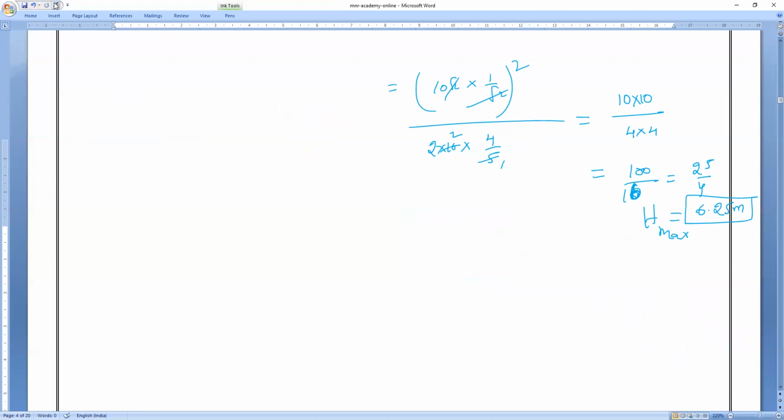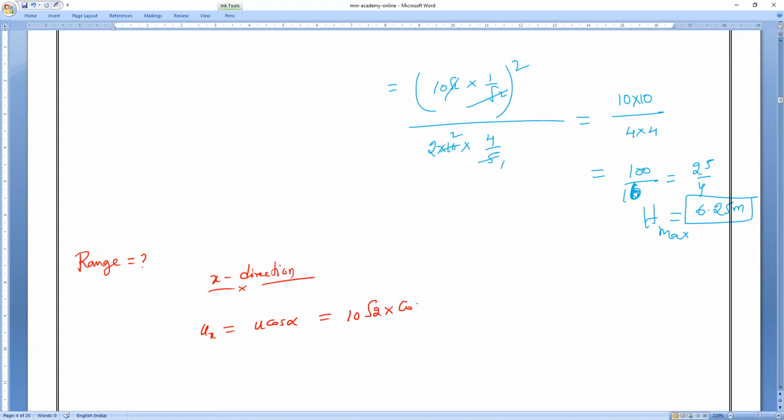How to find the range? Range means, as I told you, the second equation. You cannot take the formula; there is no need to memorize it. You will take the x direction alone. The initial velocity in the x direction is u cos alpha, which is 10 root 2 into cos alpha.